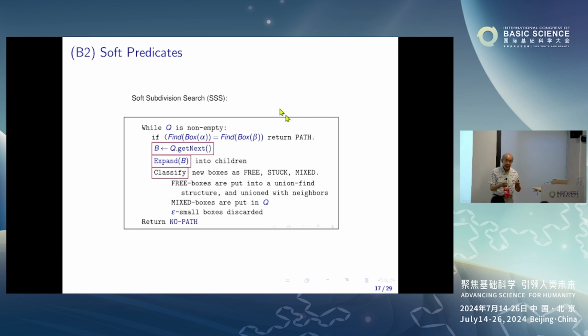If it's red, you're done. If it's yellow, you put it back into the queue. And when there are no more boxes in the queue, no path. You end up with no path. And you prove that this is correct. All right? Questions?